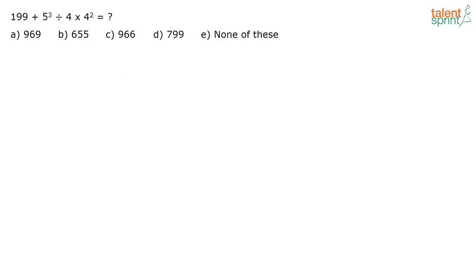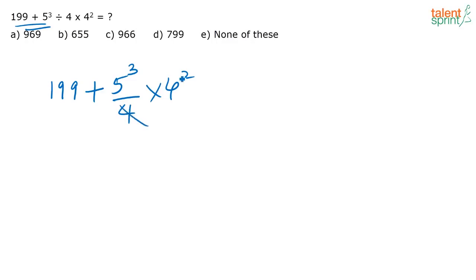What have they given? They have given 199 plus 5 cube divided by 4 into 4 squared. So what should you do? Generally, you do the division and the multiplication first, followed by the addition. So here you can write this like this: 199 plus 5 cube divided by 4 into 4 squared. Never do 199 plus 5 cube first. First you have to do the divisions and the multiplications, followed by the additions.